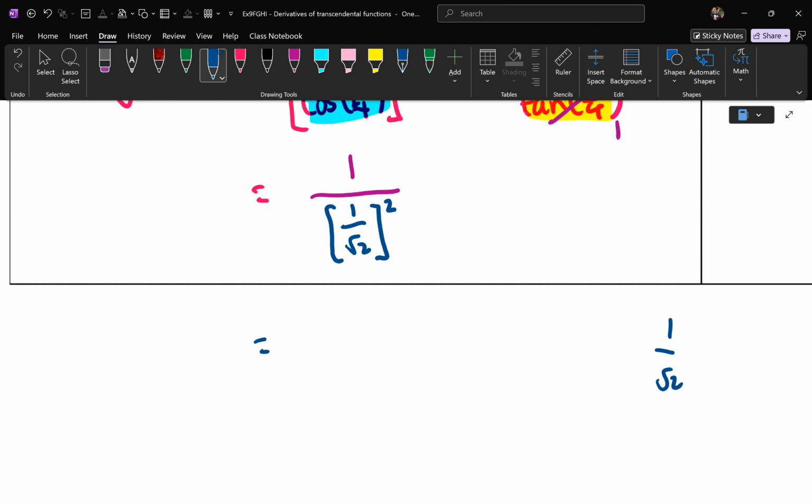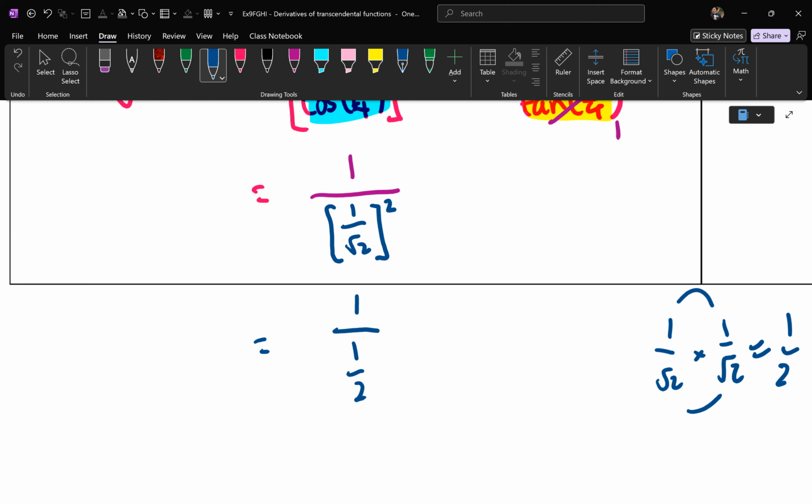So let's have a look. 1 on root 2 times 1 on root 2 gives you top of top, bottom of bottom. 1 times 1 is 1. What's root 2 times root 2? Just 2, because it's root 2 squared, right? Because you're timesing it by itself. Or think of it as root 2 times root 2 is root 4. Root 4 is 2. So that means it's really just saying you've got 1 over 1 on 2.